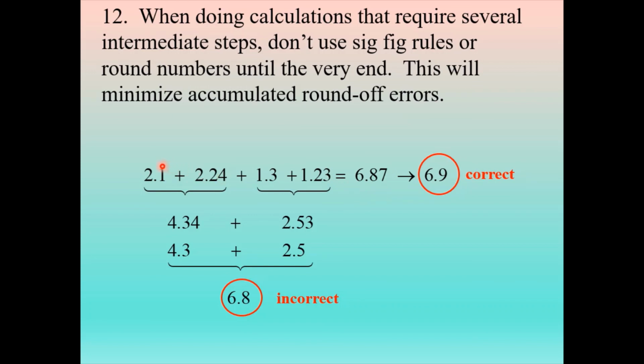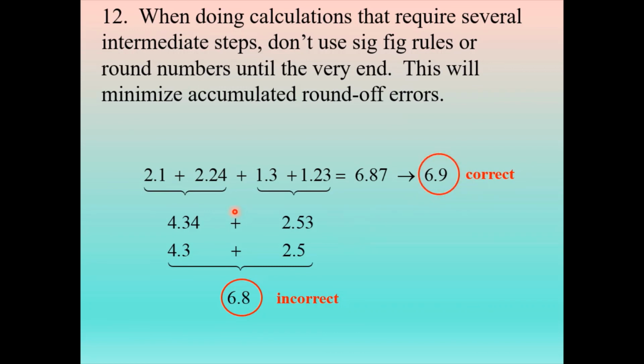Remember the rules for addition: we look for the number with the least amount of precision. These numbers, 2.1 and 1.3, have only one decimal place. So our answer has to have one decimal place. So 6.87, we round that up to 6.9. This is the correct answer.